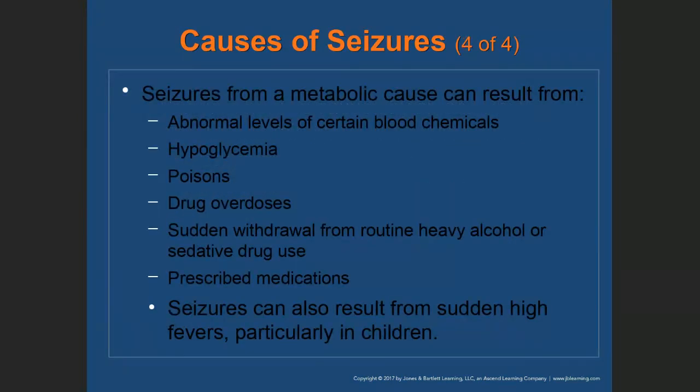Now, continuing with the causes, seizures can occur from a metabolic cause, such as abnormal levels of blood chemicals, hypoglycemia, poisoning, drug overdose, withdrawal from alcohol and drugs, prescribed medications. Seizures can also result from sudden high fevers, particularly in children. Doesn't mean that you will only see febrile seizures in children. It can occur in adults.